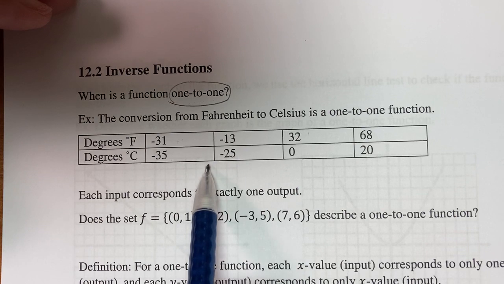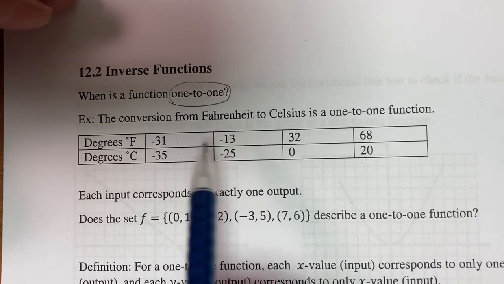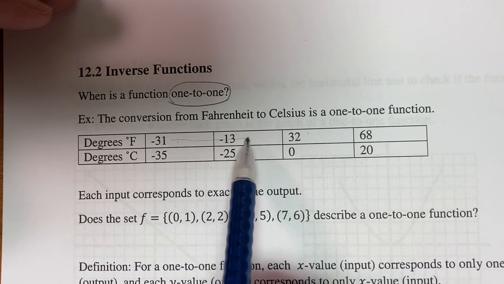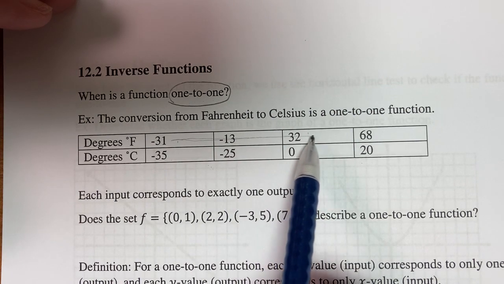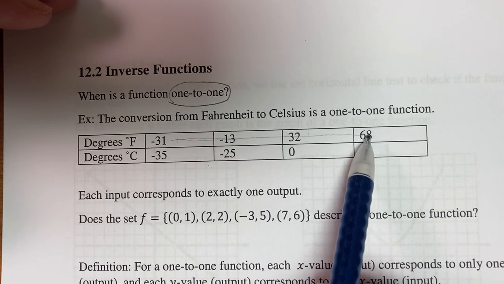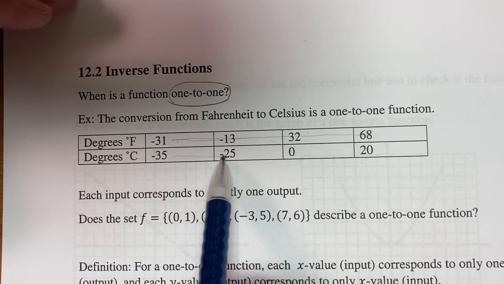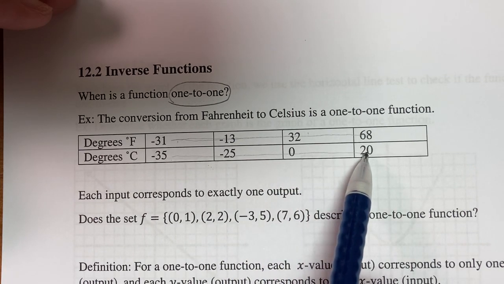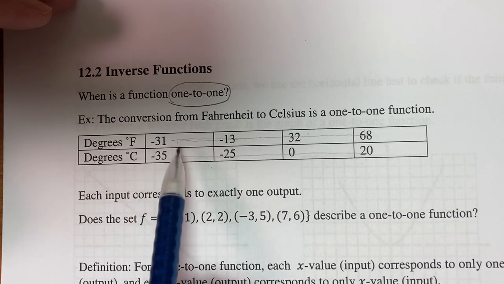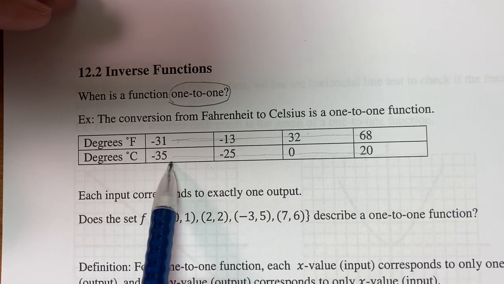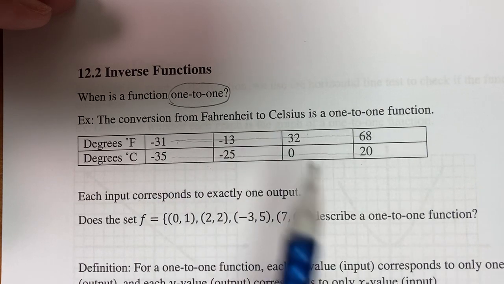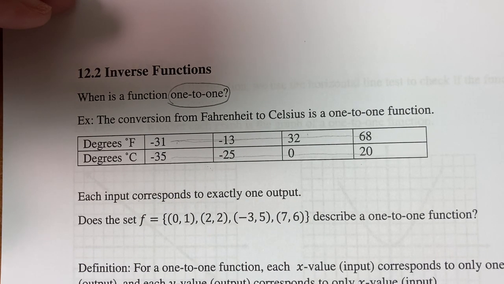It is a one-to-one function because if I wrote them as ordered pairs, these would be the x's. Do any of those repeat? Nope. And do any of the y's repeat? Nope. That's why this is one-to-one. Each input, or x, corresponds to exactly one output, the y. I always think a better way of thinking about that is x's don't repeat and y's don't repeat.